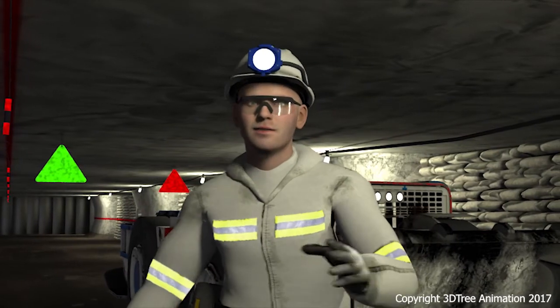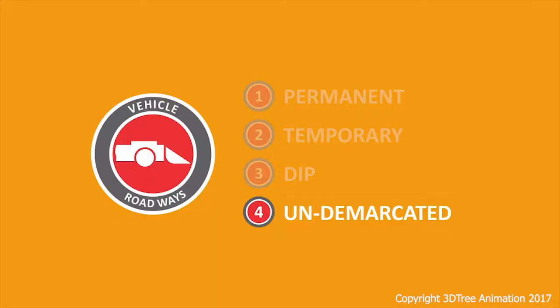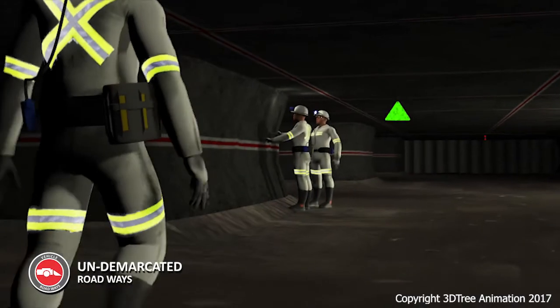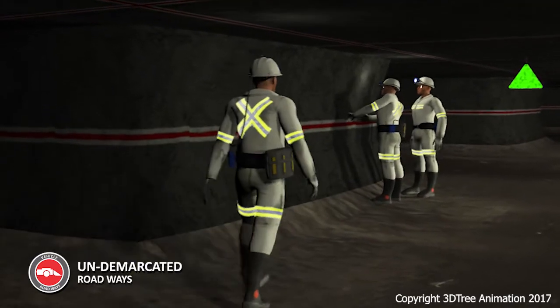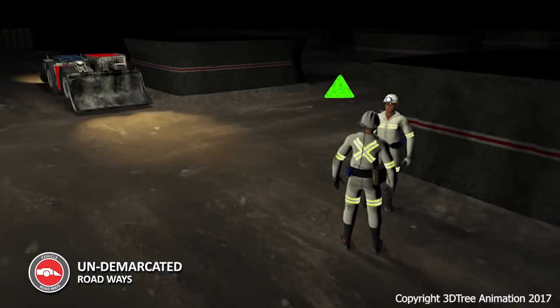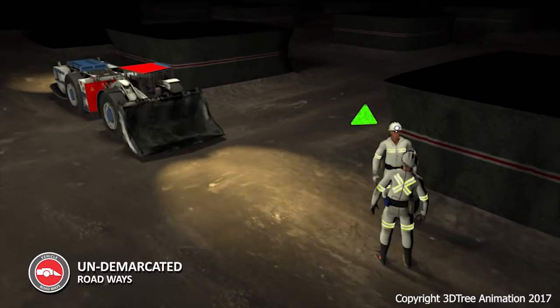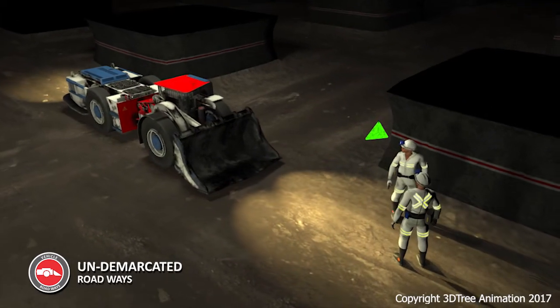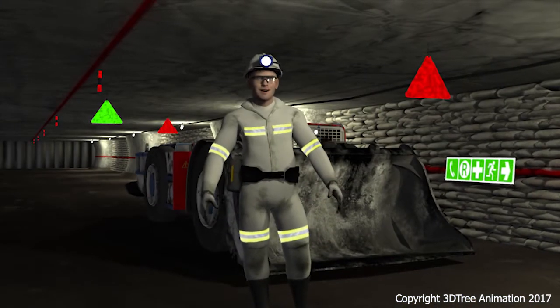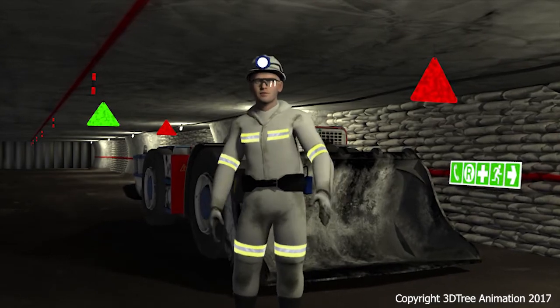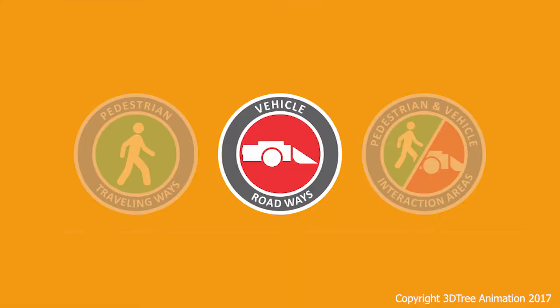The last area to discuss is the undemarcated areas. Pedestrians can freely move around in undemarcated areas without any demarcations present. As an operator, you can never enter an undemarcated area. You can only enter these areas when under instruction to do so. And this concludes the demarcation standards for vehicle roadways.